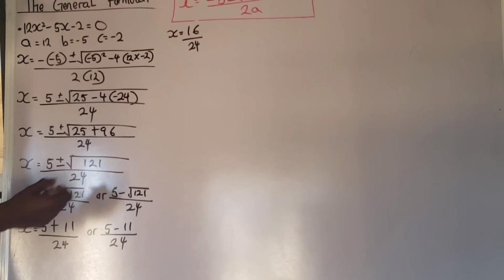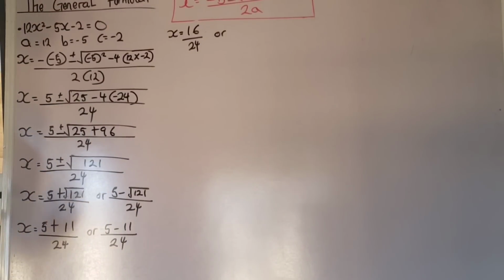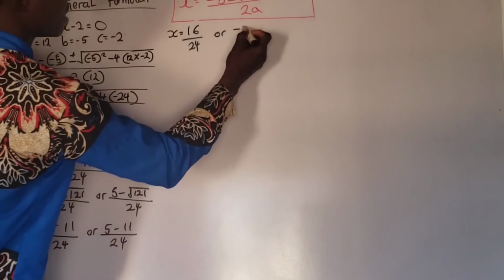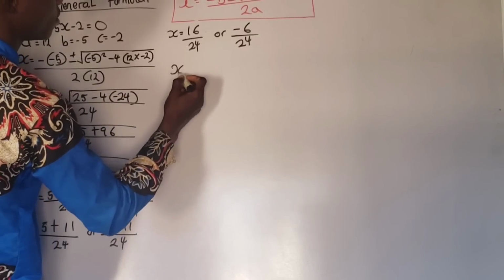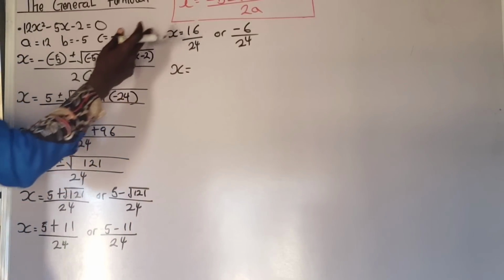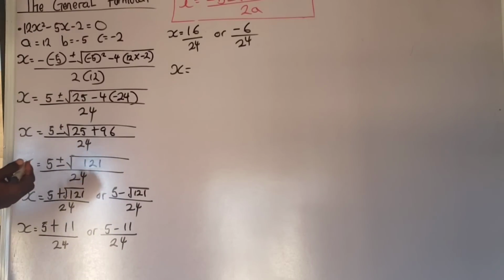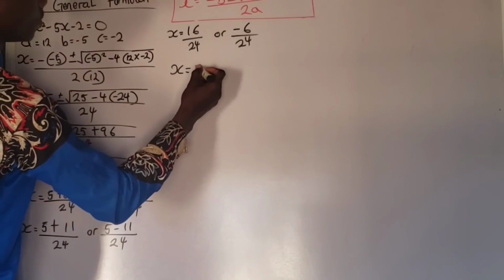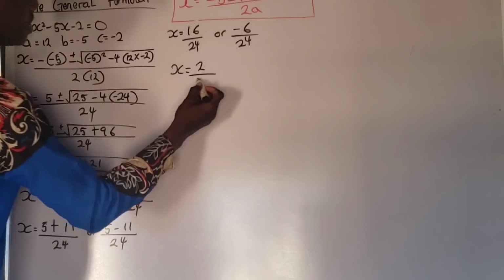Or now 5 minus 11, that will be negative 6. So I'm going to have negative 6 all over 24. Now we can reduce both fractions. What can we use to divide 16 and 24? We can use 8. So 16 divided by 8 is 2, and 24 divided by 8 is 3.